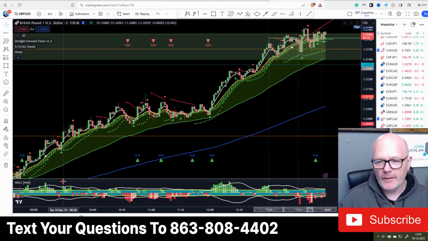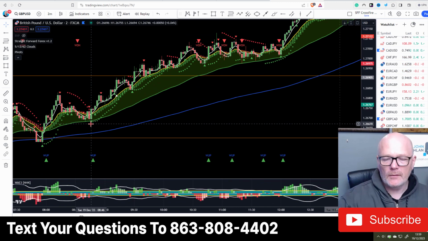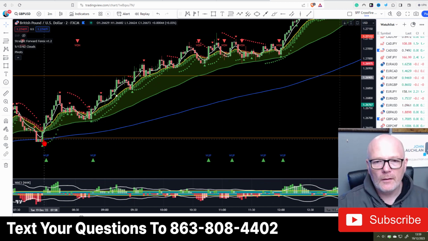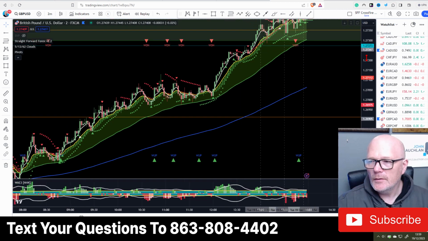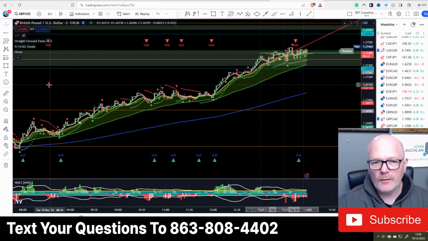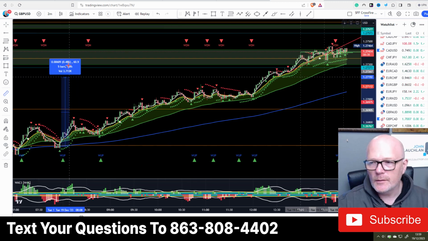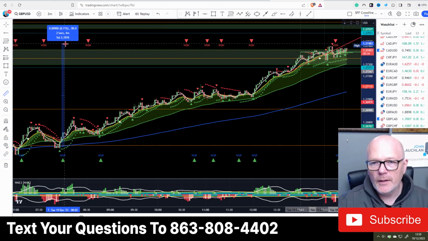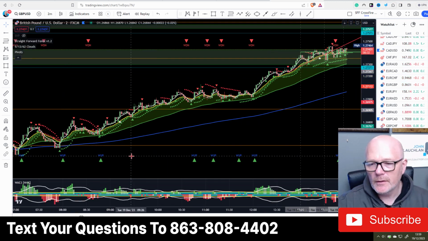GBP USD. Oh, 8 o'clock this morning. So we've got a decent push to the upside. I think the upside move on there is about 90 pips, if we take it from about here. 87 pips. So it's a nice move.